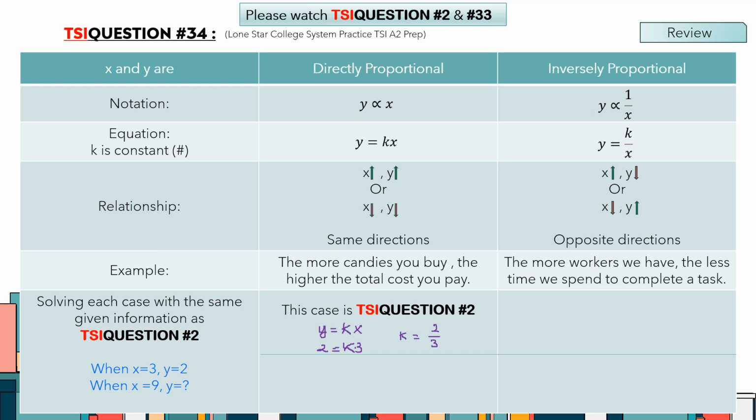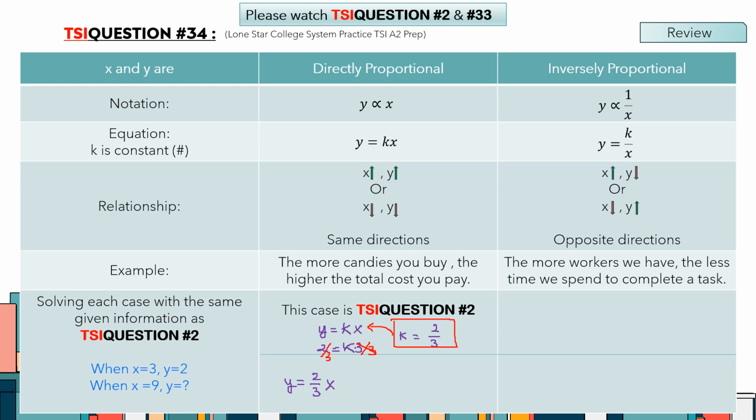We did it in the last video, right? So how do we have k equal 2 over 3? We divide both sides by 3 so that we isolate k. So we have that 3 divided by 3 is 1. 1 times k is k, and k is 2 over 3. Now we plug k in the formula, so we will have y equals 2 over 3 x.